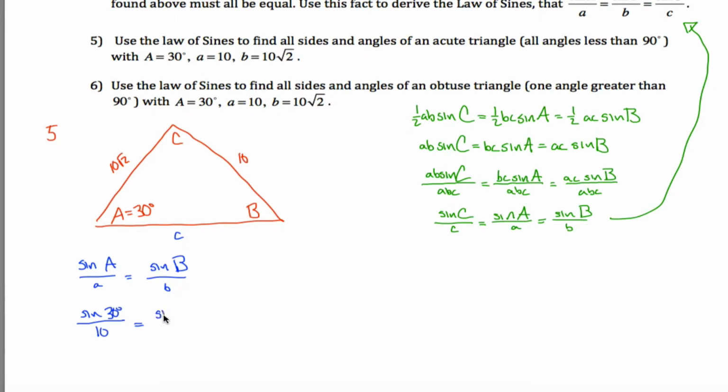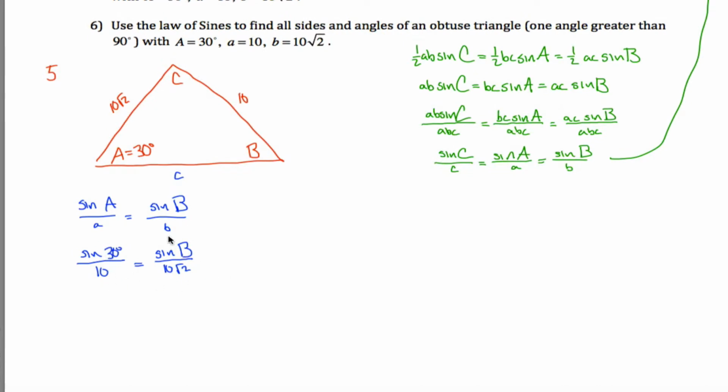Big B I don't have, but I'll be able to solve for that because little b I do have. It's 10 root 2. So as long as I know 3 of the 4 things in here, I can figure out the 4th using the law of sines.